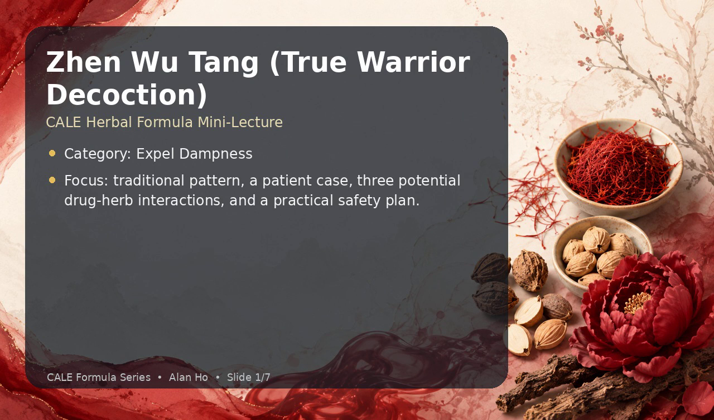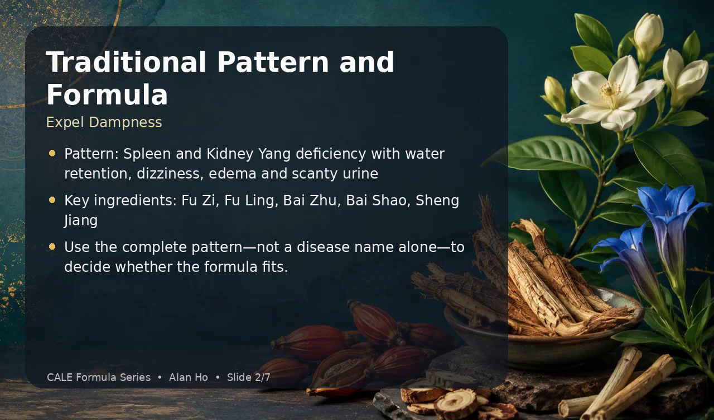The purpose is educational. Herbal formulas are selected by pattern, but medication safety still requires attention to pharmacology, dose, duration, and the individual patient. Traditionally, Zhen Wu Tang is classified under expel dampness. A representative pattern is spleen and kidney yang deficiency with water retention, dizziness, edema and scanty urine. Important ingredients include Fu Zai, Fu Ling, Bai Zhu, Bai Shao, Sheng Jiang.